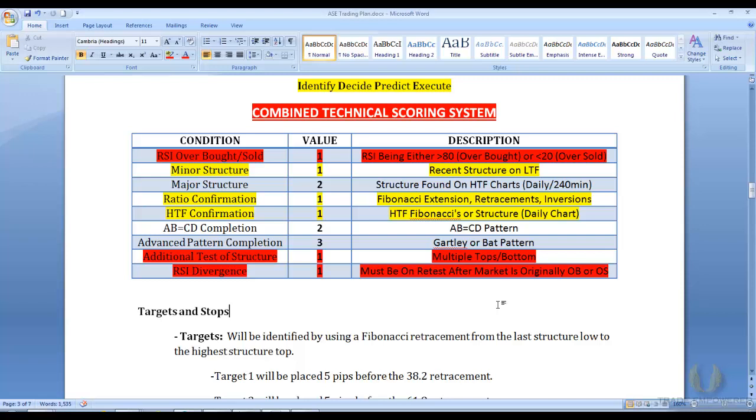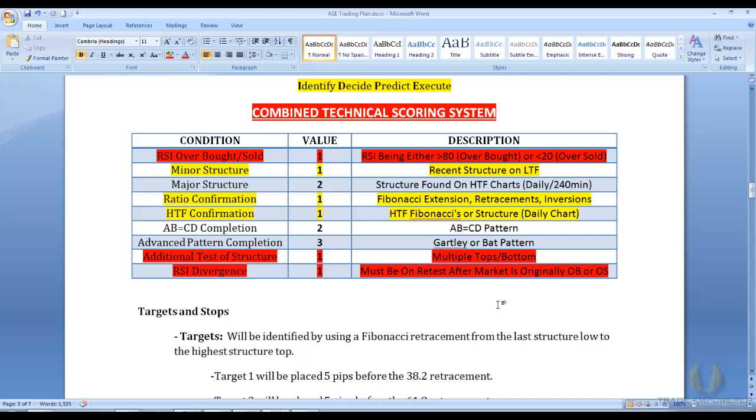But the more you do this over and over again, eventually you won't even need to look at your checklist. You'll be able to analyze a chart and know exactly what you need to trade, and know exactly what you need to ignore. And that's when you start trading consistently.